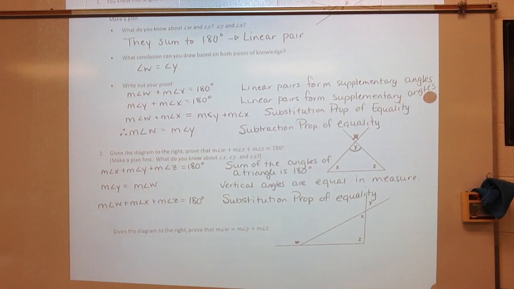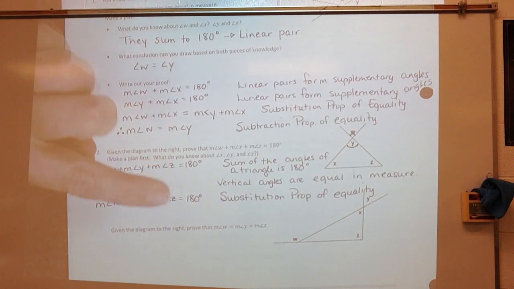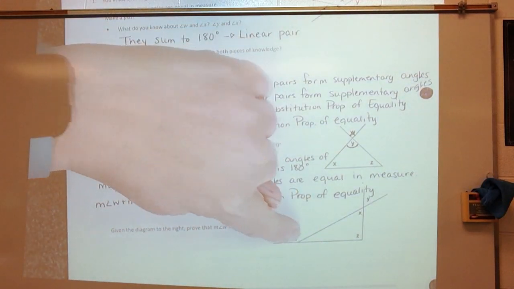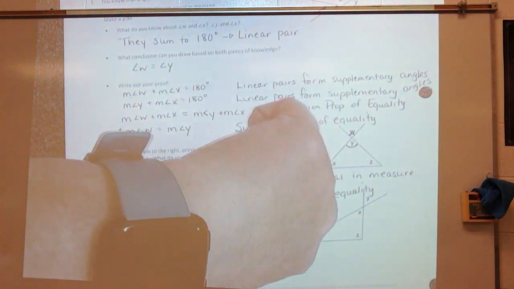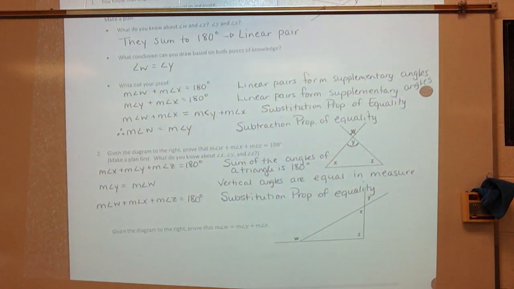All right, given the diagram to the right, prove that the measure of angle W is equal to the measure of angle Y plus the measure of angle Z. So it wants me to prove that W is equal to Y plus Z. All right, so let's think about this for a second.